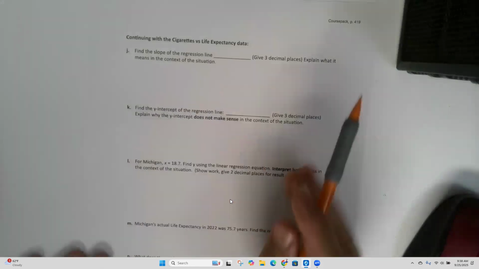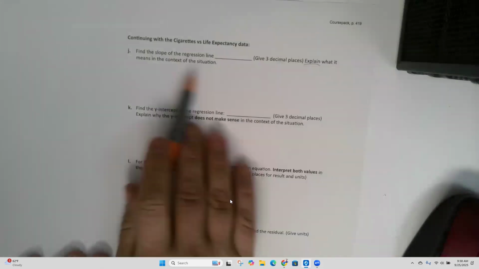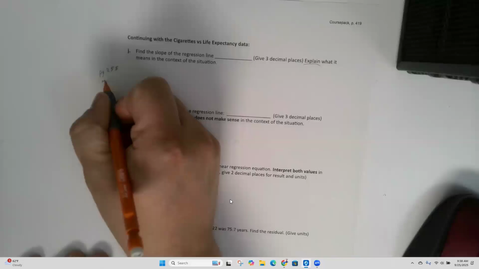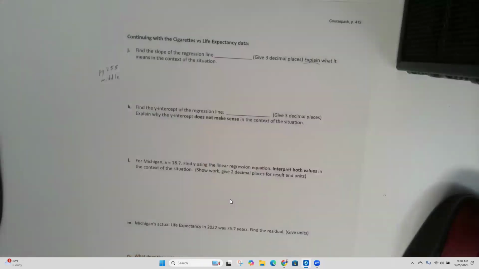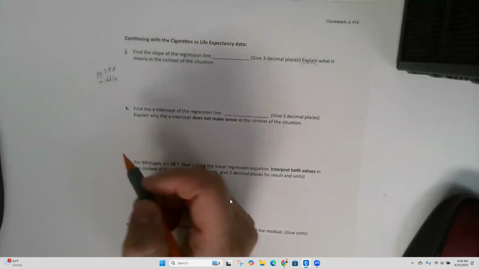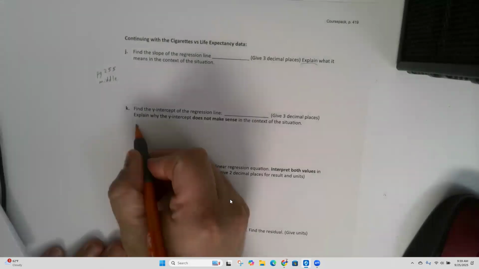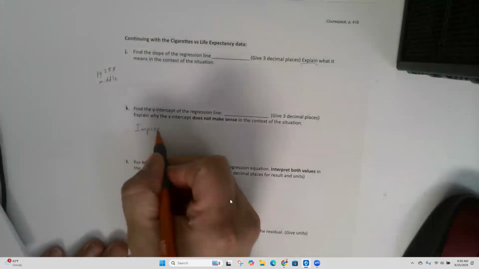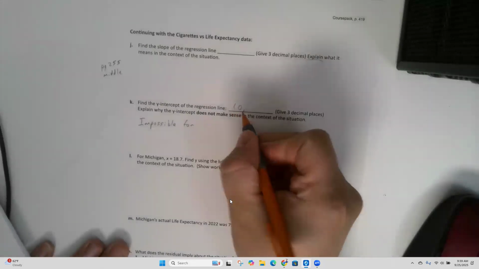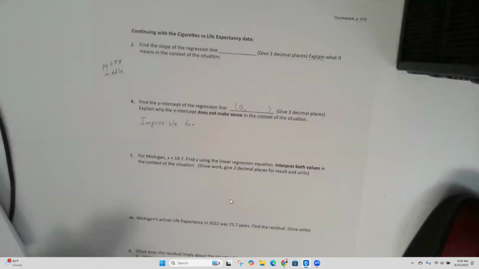Explain what the slope means in context of the situation. That's on page 255 in the middle. Explain why the y-intercept does not make sense. There's also a script there, the one that goes impossible, or blah, blah, blah. Remember that the y-intercept is 0, comma, whatever the b value is.